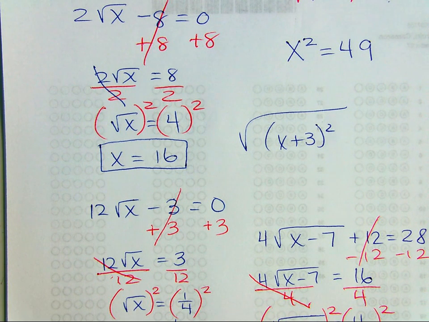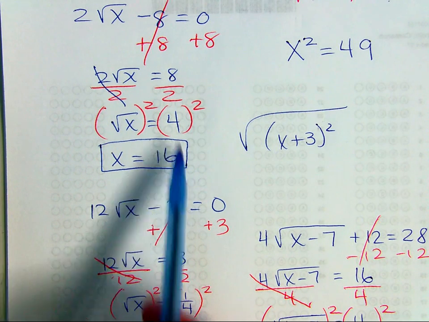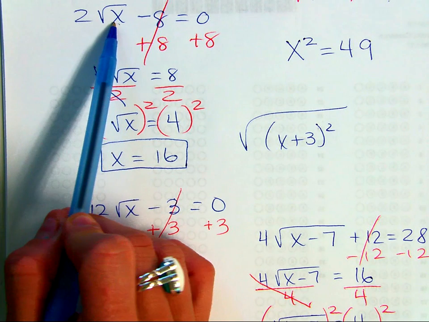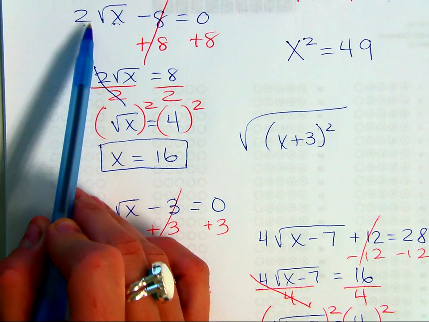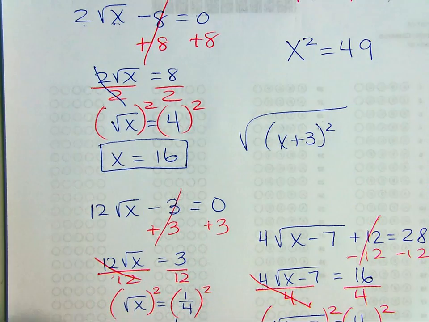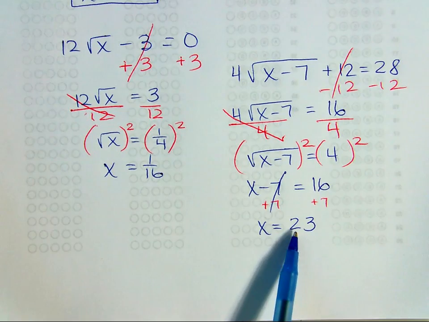Okay, so let's just real quick make sure this works. The square root of 16 is 4. 4 times 2 is 8. And 8 minus 8 is 0. So that one is good. Okay, let's do this one.